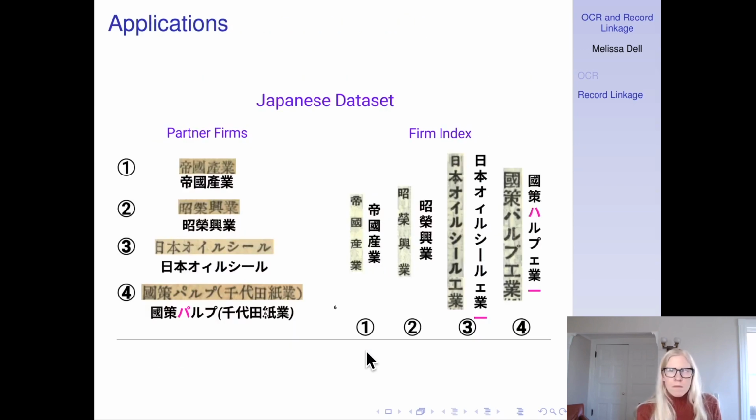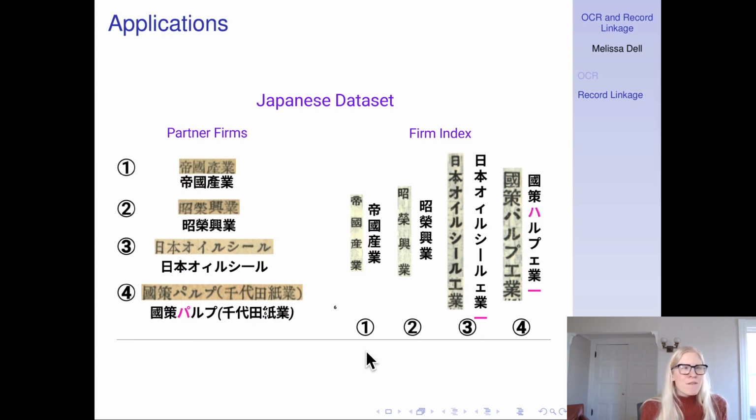And so this is an example of what the data looks like. On the left-hand side, we have lists of customers and suppliers of Japanese firms. And we have localized the name of the customer or the supplier in the original documents, and then we have an OCR of it. You can see in pink, those are OCRs. The OCR isn't perfect. And then we would like to merge these customer-supplier lists with a firm index that has lots of additional information about these firms.